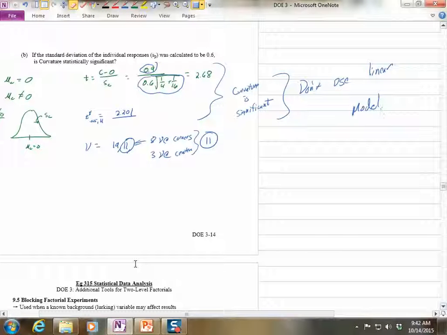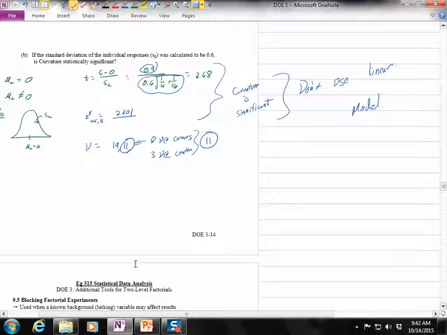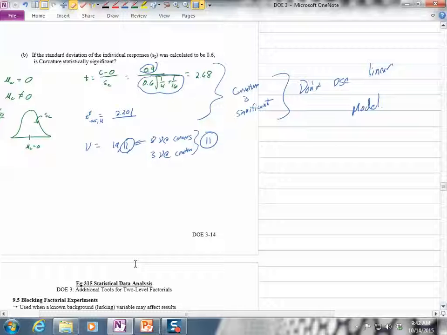So let's set that aside for now, and for this next exam and for the next several weeks of class, if the linear model hasn't failed the curvature test, we'll use it. If the linear model fails and curvature is significant, all we know now is we need to do something else. And we'll learn that later in the class. But for right now, we'll just say curvature is significant. We're not going to use the linear model. Our work's not done. We've got to get more data.